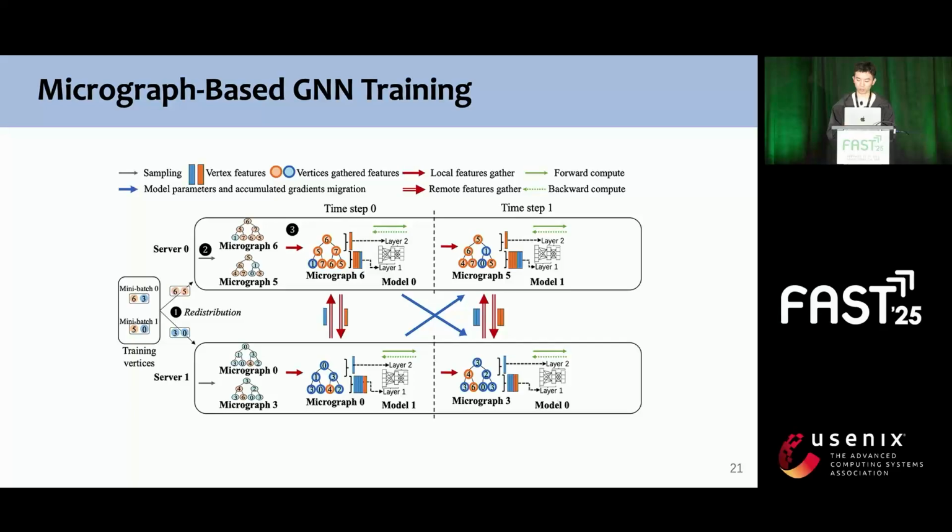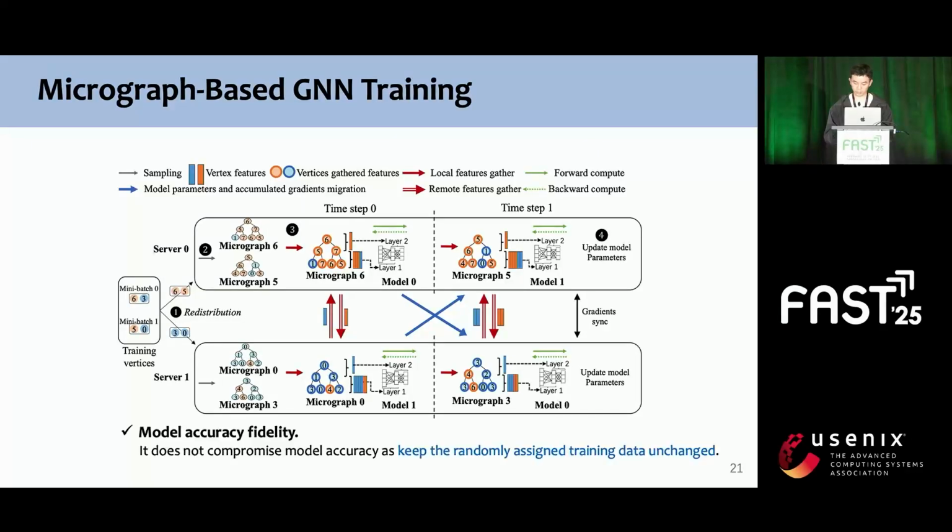At the same time, model 1 follows a similar process, but on the other machine. After both models complete training, gradients are synchronized and model parameters are updated. Moreover, since this method does not change the random assignment of training vertices and the training process for each model, it maintains model accuracy.